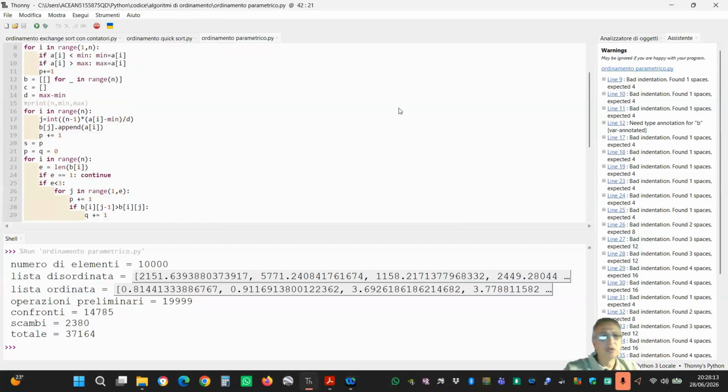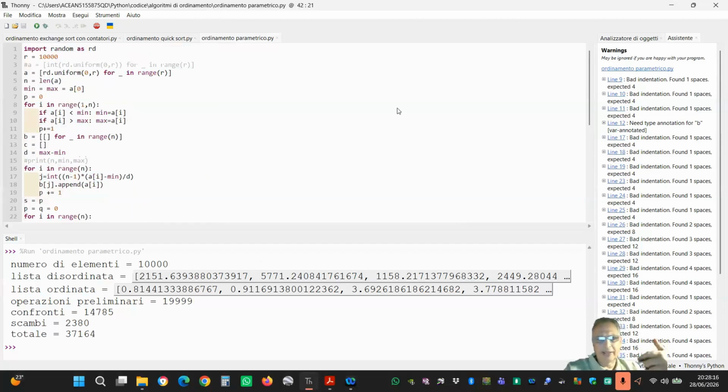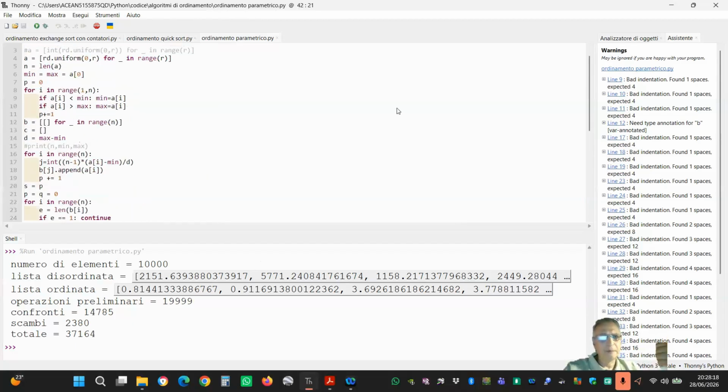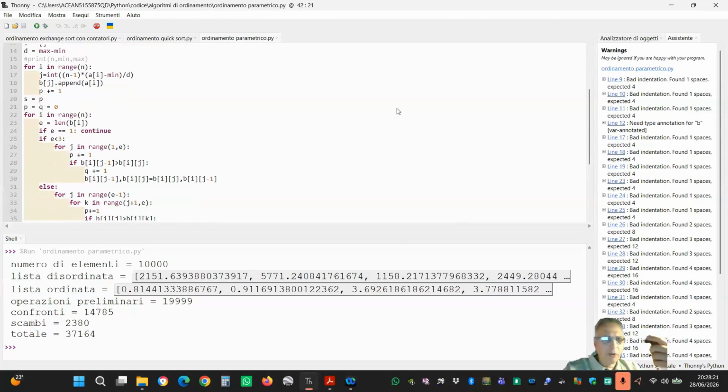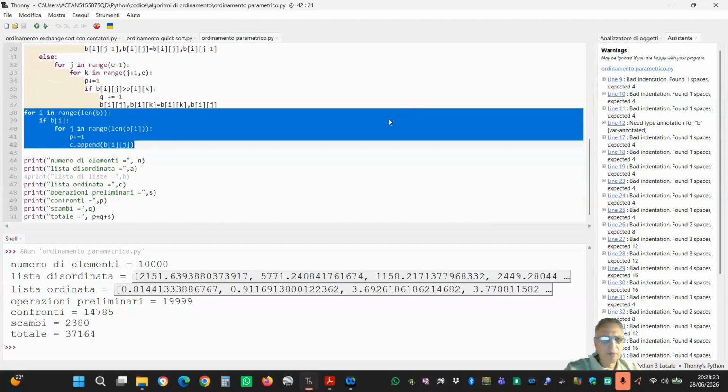Now I'll show you the code again so you can copy it while waiting for me to publish it on GitHub. Okay, so let's go back to the information the program gives us. The preliminary operations, that is the calculation of the mean and the linear distribution, take explicitly or almost explicitly twice the length of the vector. It's 2 times n minus 1. The number of comparisons is also a linear number. The number of swaps is very low.